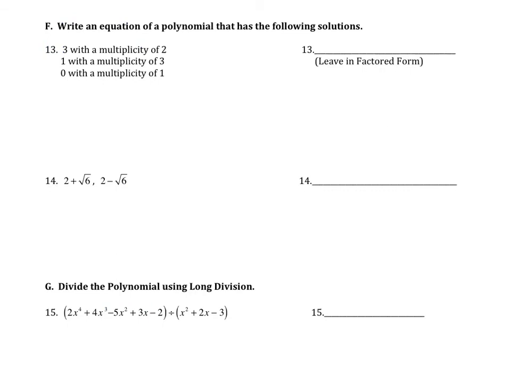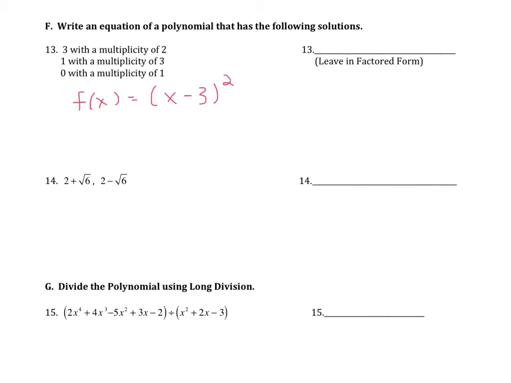For number 13, we want to write a polynomial in factored form that has the given zeros with the given multiplicities. So if we're given that we have a 0 at 3, we know that the factor will be x minus 3. And since it has a multiplicity of 2, we want to square the factor.